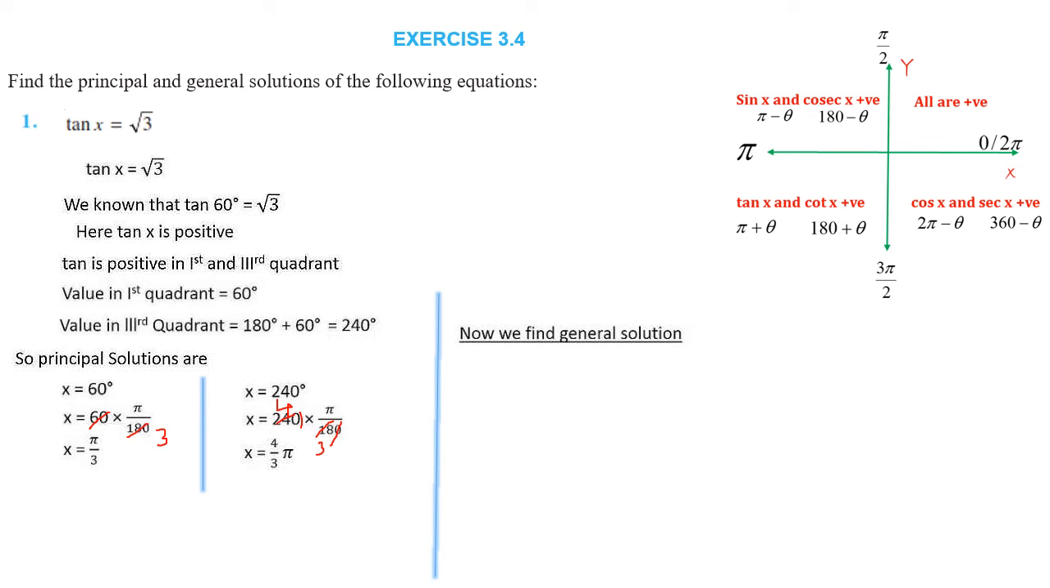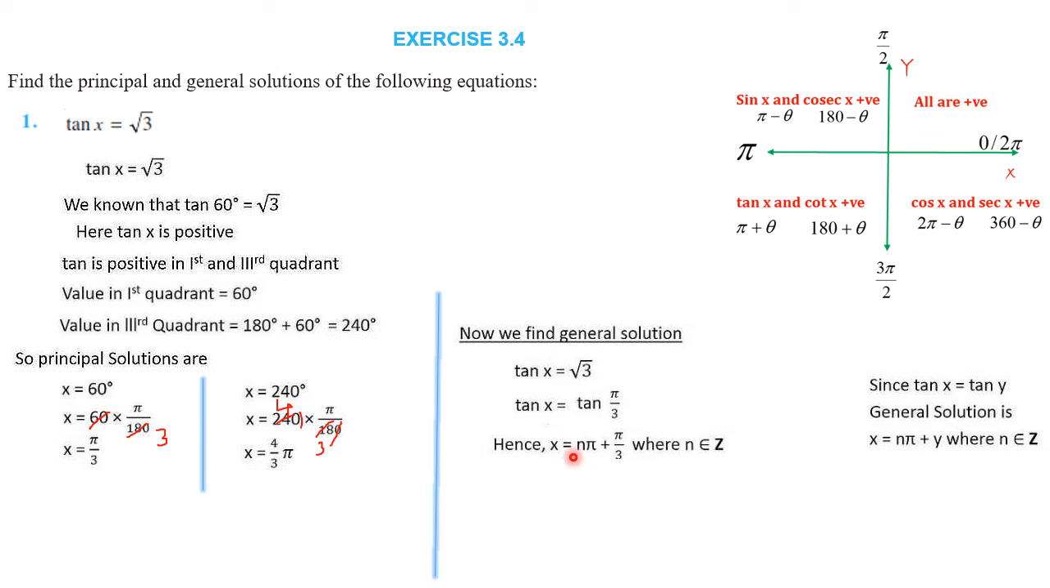For the general solution, when we have tan x is equal to root 3, we can write it as tan x is equal to tan pi by 3. We know that tan 60 is root 3, we have already written that. Tan 60 in terms of radians is pi by 3. So tan x is equal to tan pi by 3. This is in the format tan x is equal to tan y, which means x is equal to n pi plus y, where n is an element of Z. Y is pi by 3. So x is equal to n pi plus pi by 3, where n is an element of Z. So this is our general solution.